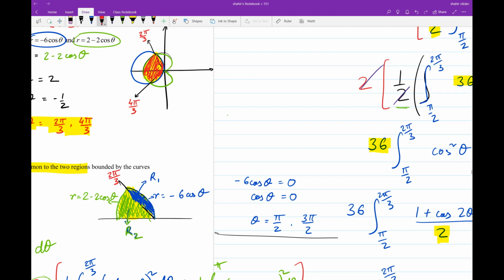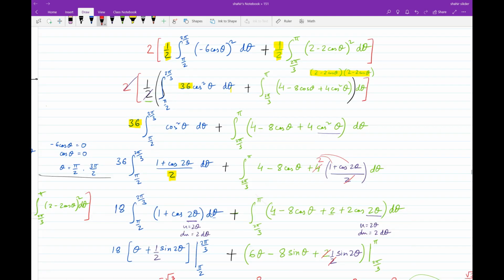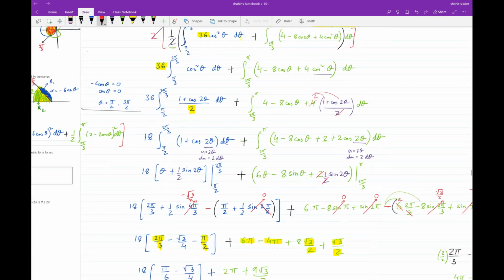So the technique was finding the upper half, multiplying it by 2 using symmetry, but in order to find the upper half, we split the integral into two pieces, and then we found the bounds separately, which deals with two different functions.